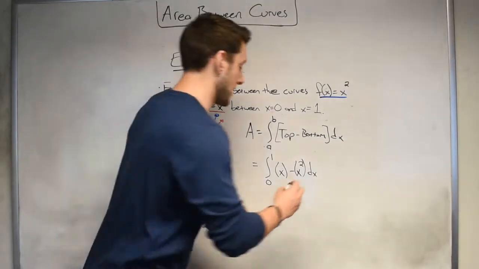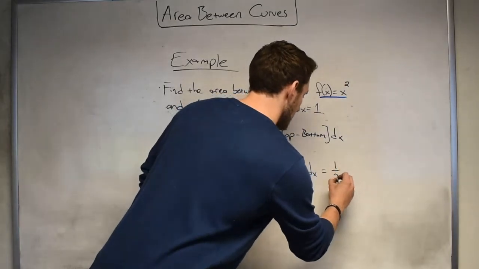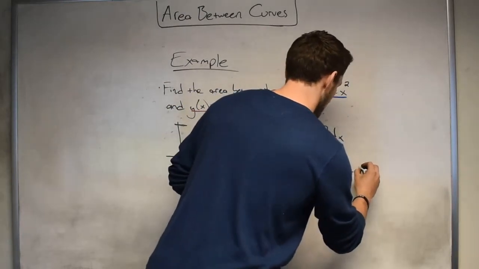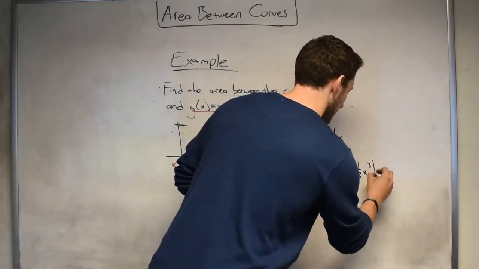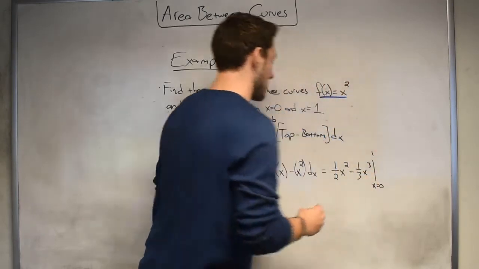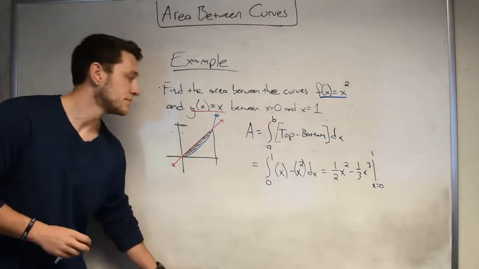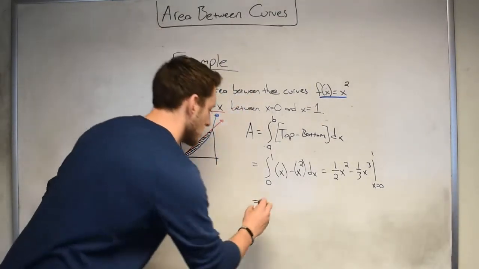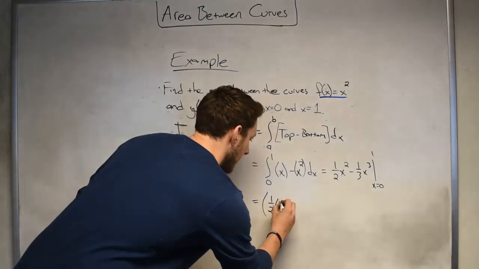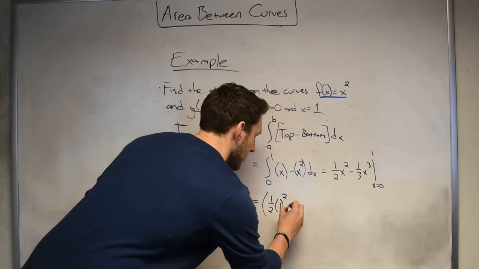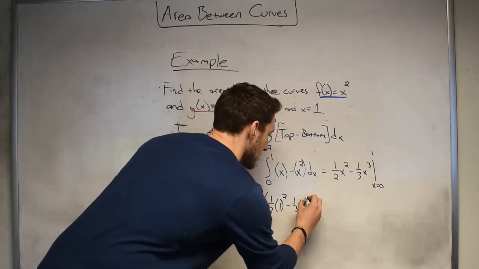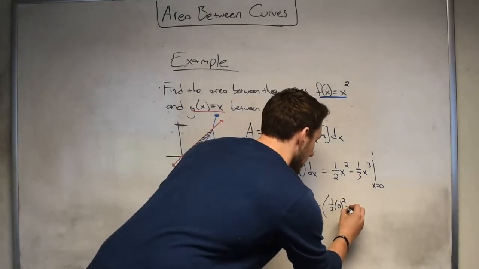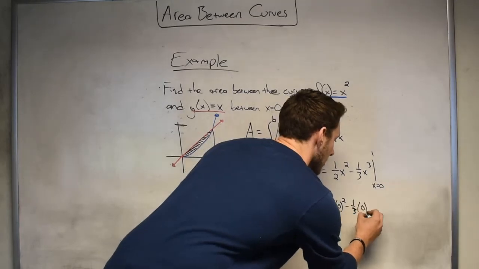From here, integrate as regular. This is going to be 1/2 times x squared minus 1/3 x cubed, evaluated from x equals 0 up to x equals 1. All we have to do now is solve the definite integral. This is just plug in the top number, 1/2 times 1 squared minus 1/3 times 1 cubed, minus 1/2 times 0 squared minus 1/3 times 0 cubed.